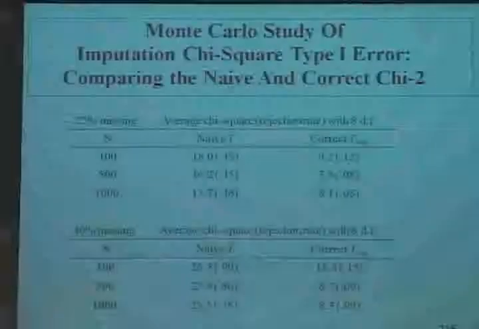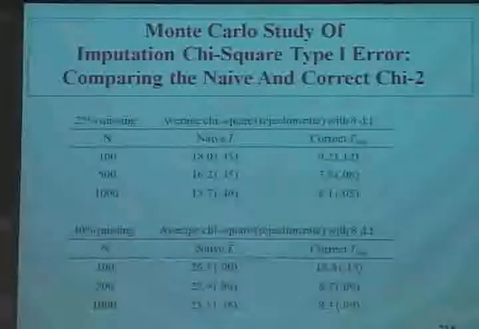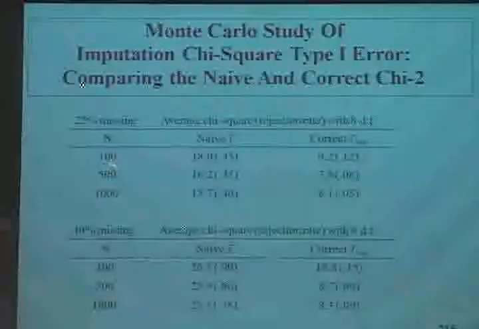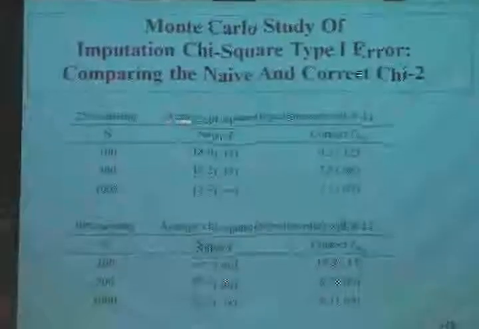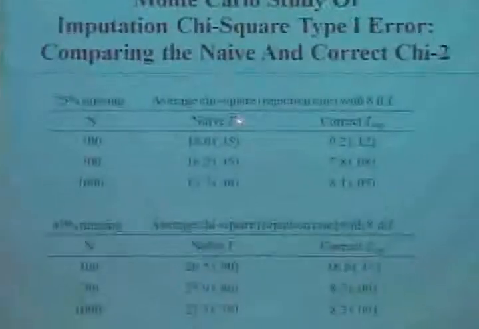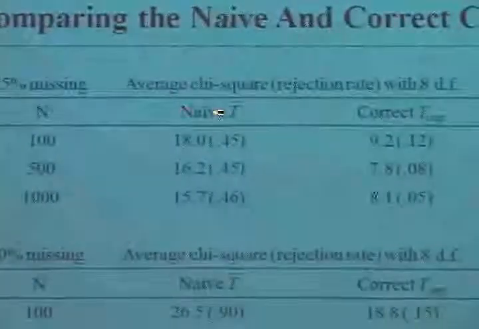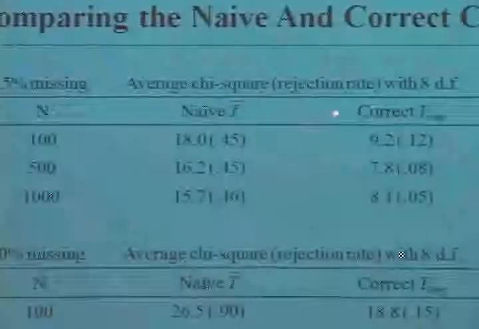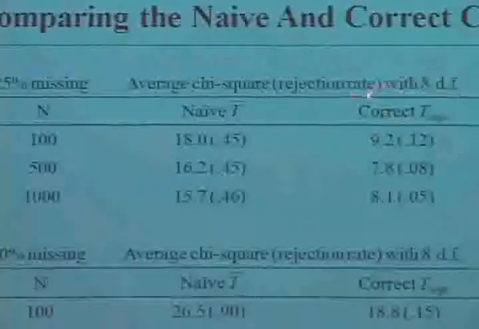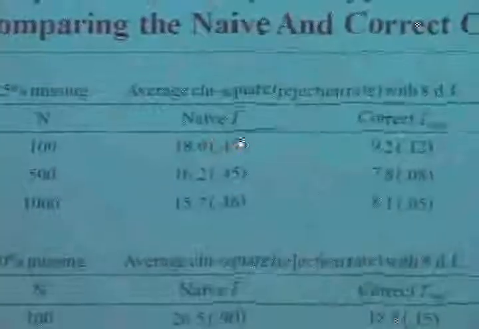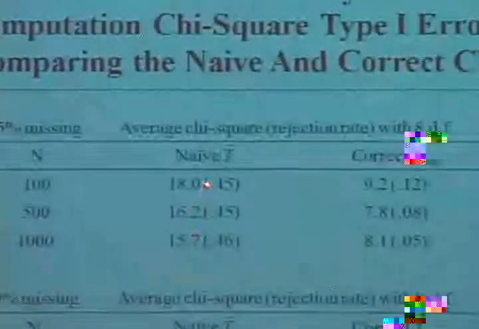Okay, I'll flip this. What is this now? We generate data where 20% is missing. This is the sample size: 100, 500, 1,000. And we compare the two chi-squares. This is the naive version, it's just using the average. And this is the correct version of Rubin's formula. You have 8 degrees of freedom, and you should expect an average value of 8. Instead, you get much higher values here.